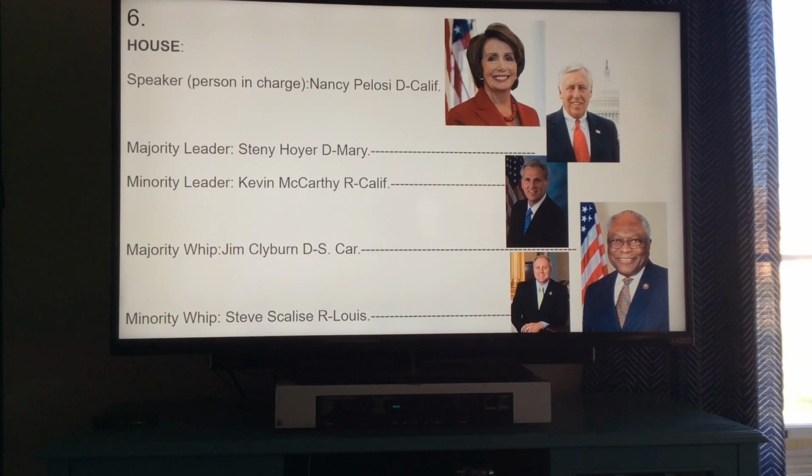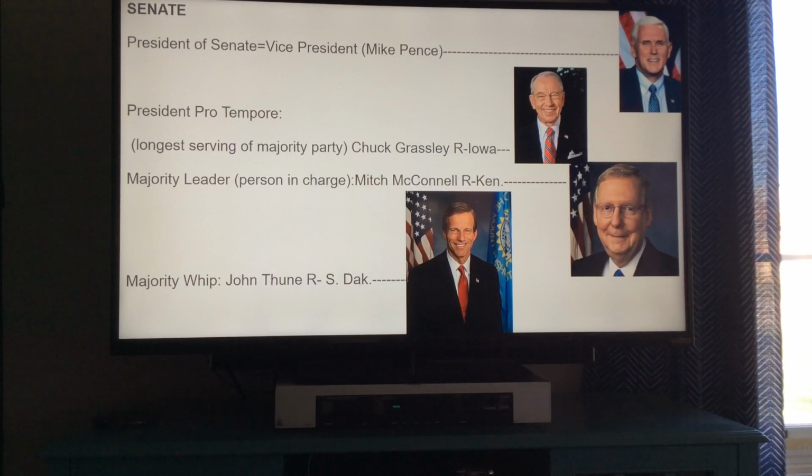In the Senate, things are a little bit different. There are more Republicans in the Senate, as you saw, so the Republicans are in the majority.